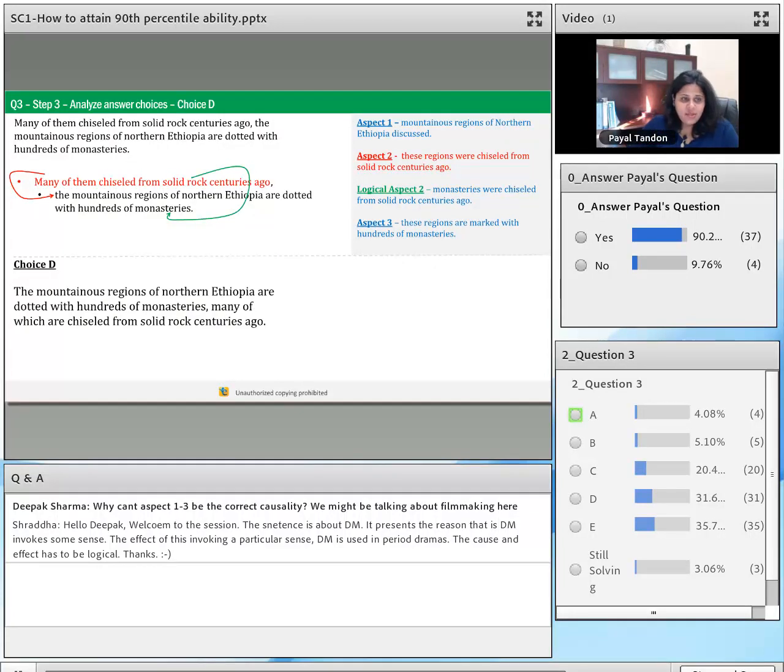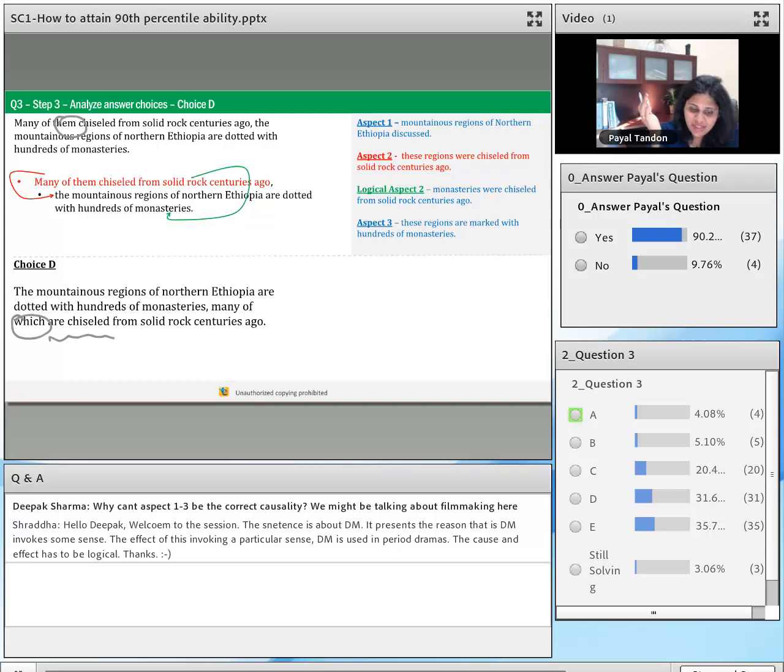Okay, let's look at choice D. The mountainous regions of northern Ethiopia are dotted with hundreds of monasteries, many of which are chiseled from solid rock centuries ago. Now, some of you may be wondering about which is correct or them is correct? The original choice used them, choice E uses them, and I'll show you choice E in the next slide. But that's not even something that you need to worry about. Look at are chiseled.